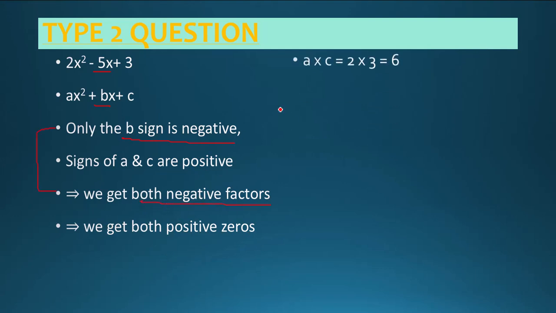Now let's start factorization. So first we'll multiply a and c. a is 2 and c is 3.